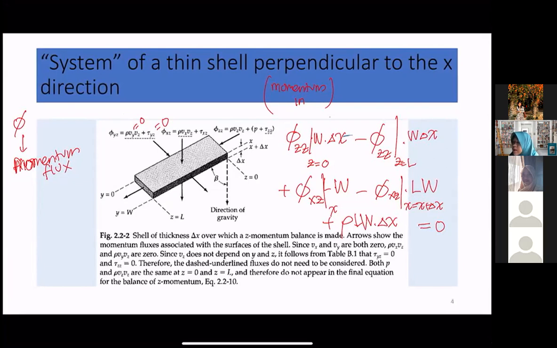So the momentum balance: the equation for the momentum balance is the momentum in multiplied by the area, in and out, minus in and out, and then plus the gravity acting on the system. In the book it is written here, and don't forget rho, multiply v and multiply the gravity.